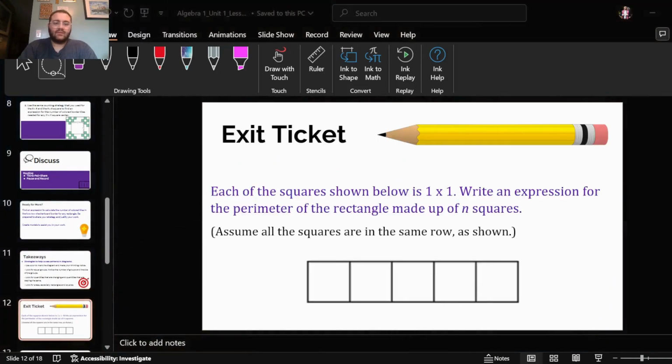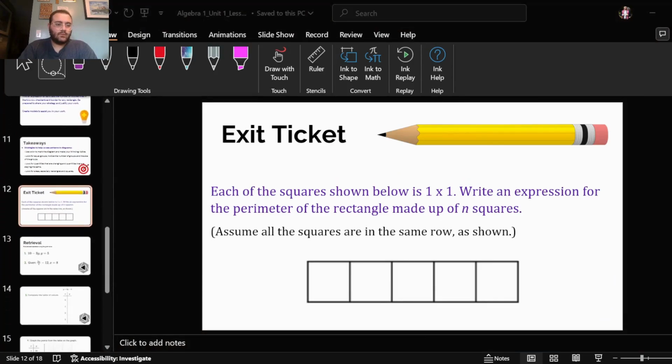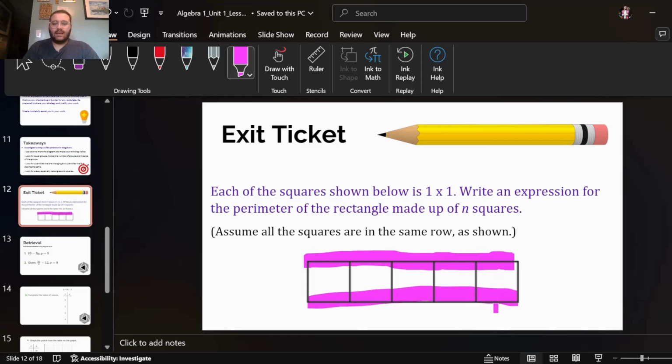And so lastly, I want to do our exit ticket. So assume that each of the squares below is 1 by 1. So this is a 1 by 1 square. Write an expression for the perimeter of the rectangle made up of n squares. So this is my favorite explanation. How long is each side highlighted in pink? They're 5.